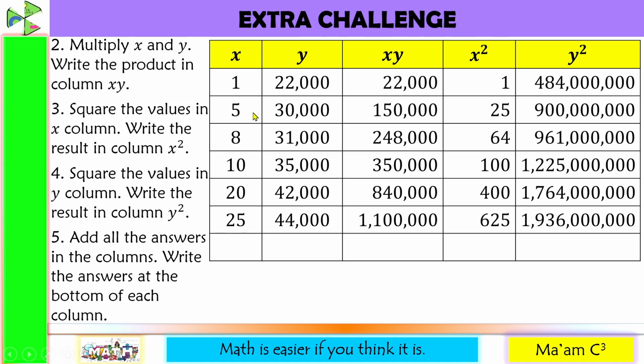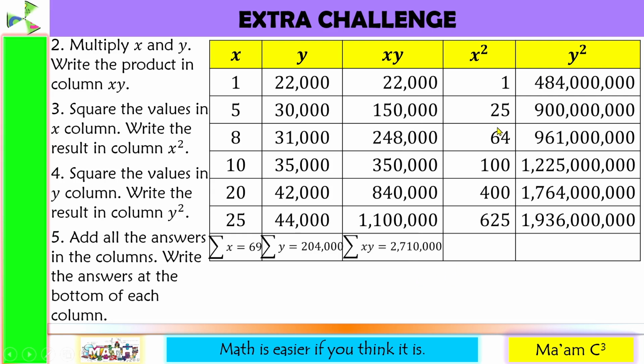So 1 plus 5 is 6, 6 plus 8 is 14, 14 plus 10 is 24, 24 plus 20 is 44, and 44 plus 25 is 69. Summation of x is equal to 69. 22 plus 30 plus 31 plus 35 plus 42 plus 44 is 204,000.